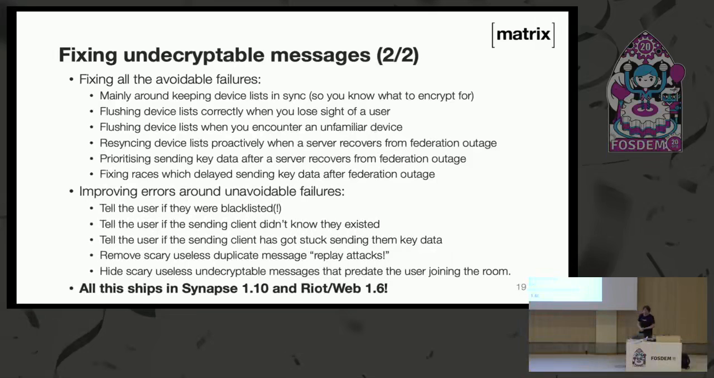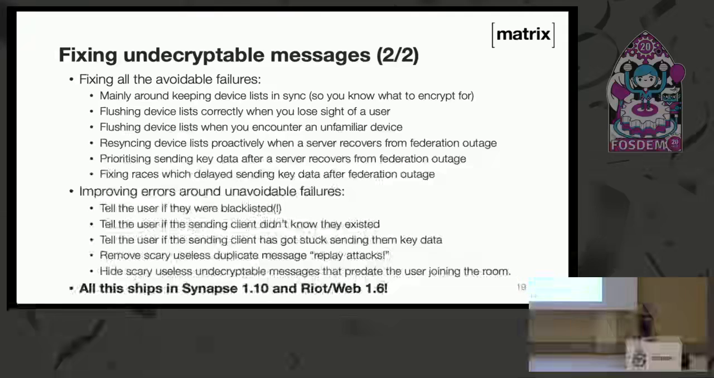And it's mainly around keeping track of what devices are present in a room so that you know who to encrypt for. And everybody knows that there are two hard problems in computer science: cache invalidation and off-by-one errors. And the idea, I guess, is that here, they're all different classes of cache invalidation problems, that your server knows what devices it thinks are in a room.